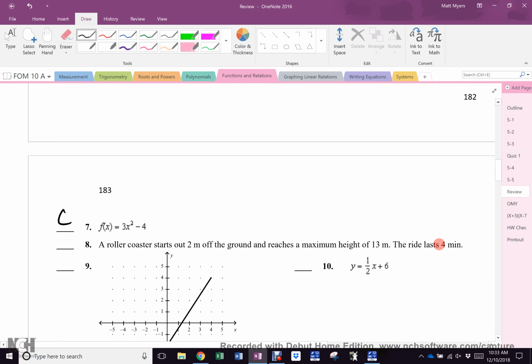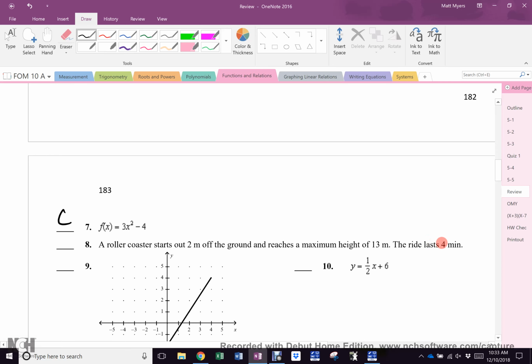What are the two things being counted? What are the two variables in number 8? Those aren't variables, those are numbers. What are the two variables in number 8? Height and time. Which one is independent? Time, because time's always independent.